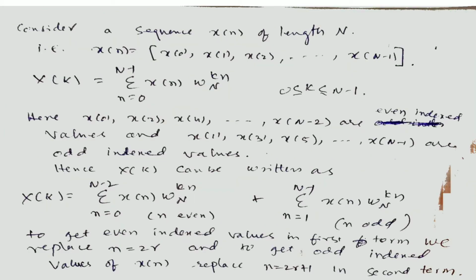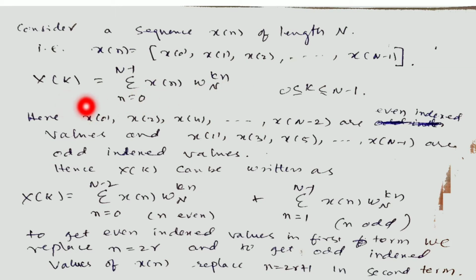Let us consider a sequence x[n] of length N. That is, x[n] is equal to x[0], x[1], x[2], etc., up to x[N-1]. In this sequence, x[0], x[2], x[4], etc. are even indexed values of x[n], and x[1], x[3], x[5], etc. are all odd indexed values of x[n].